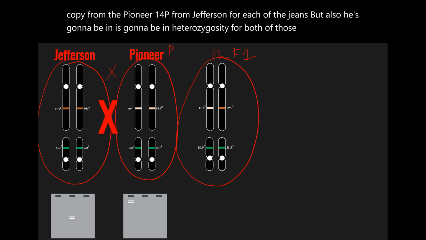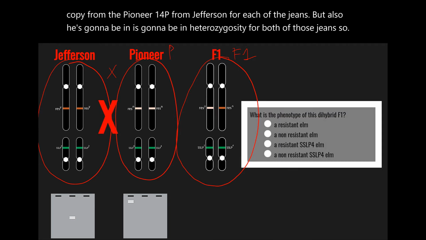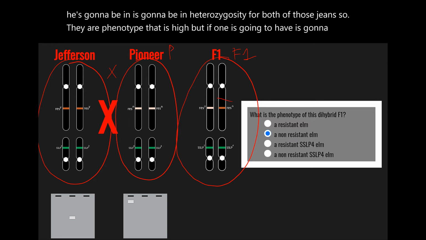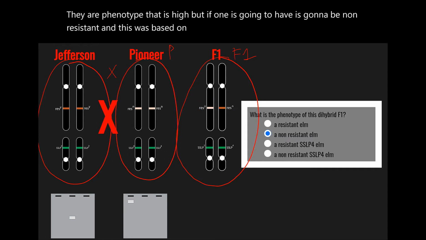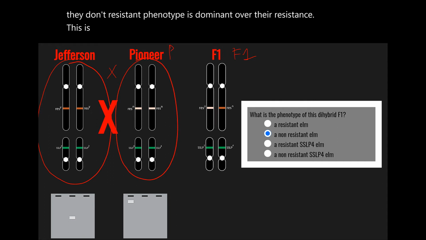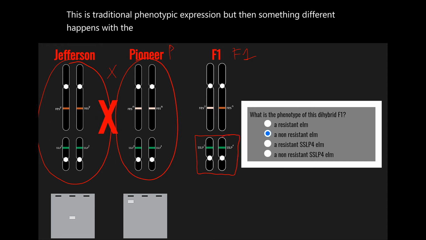So the phenotype that this hybrid F1 is going to have is going to be non-resistant. And this was based on information that was given to us. The non-resistant phenotype is dominant over the resistance. This is traditional phenotypic expression. But then something different happens with the SSLP relationships.